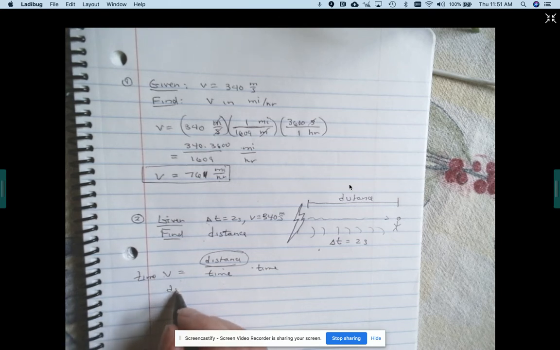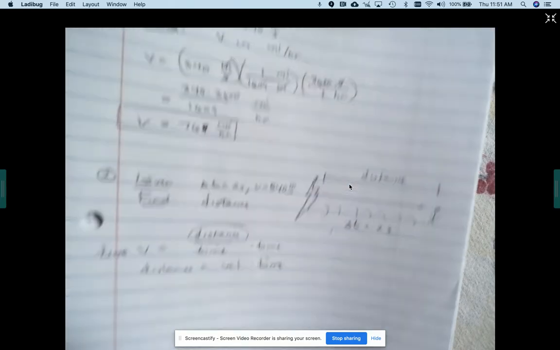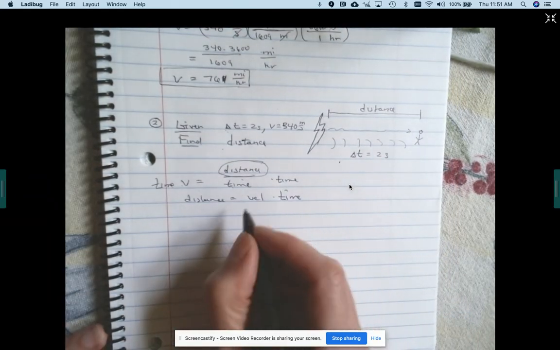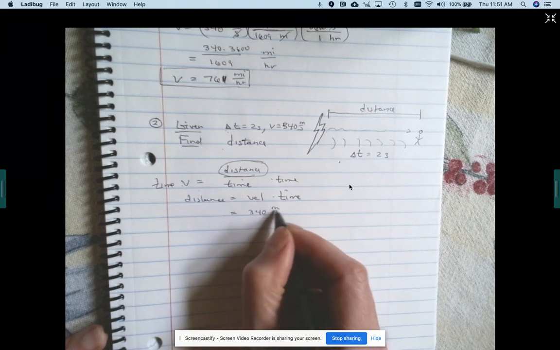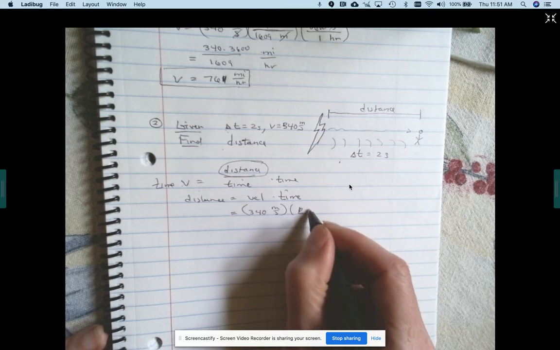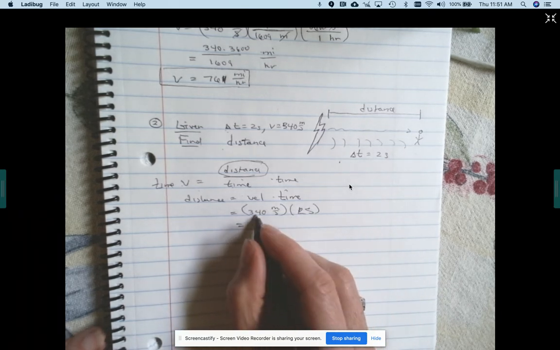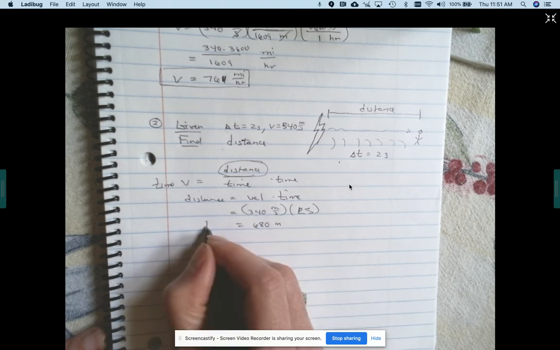So I get distance equals velocity times time. And if I was doing this for real, like on my own homework, I would be doing this in pencil, but it doesn't really show up that well. So, okay, so our velocity is 340 meters per second, and then our time is 2 seconds. Okay, so if I multiply 340 by 2, I get 680 meters. So that's one part.